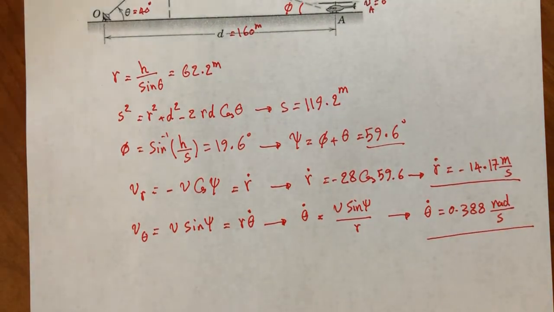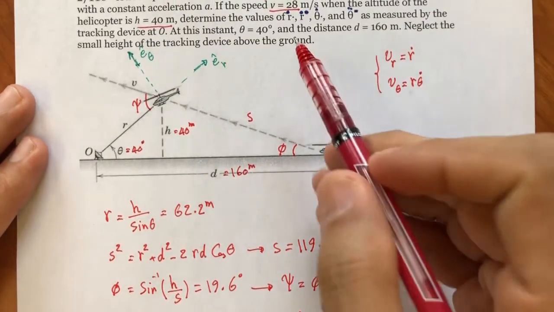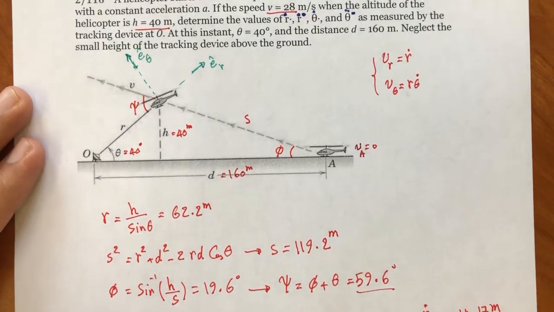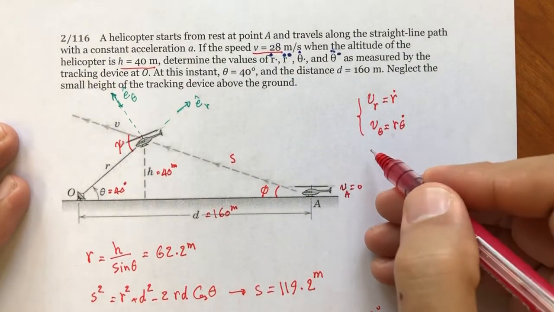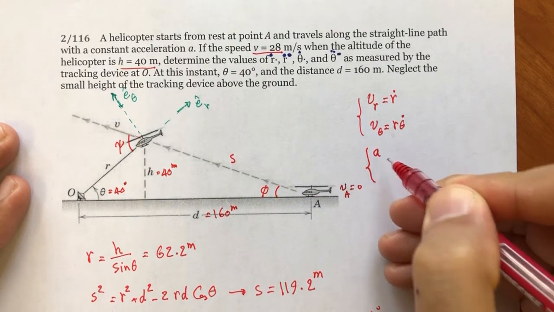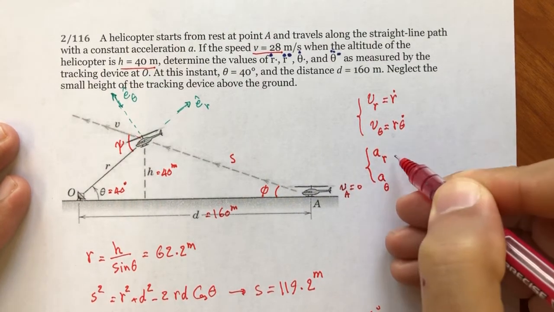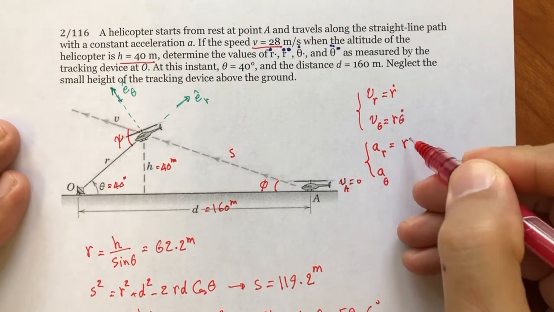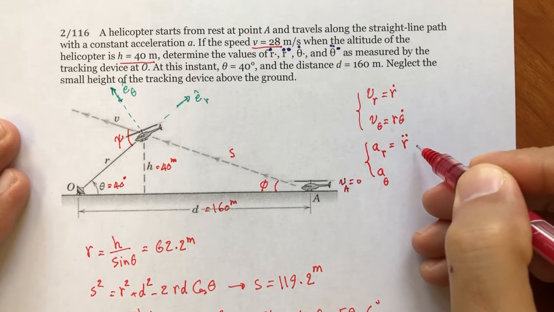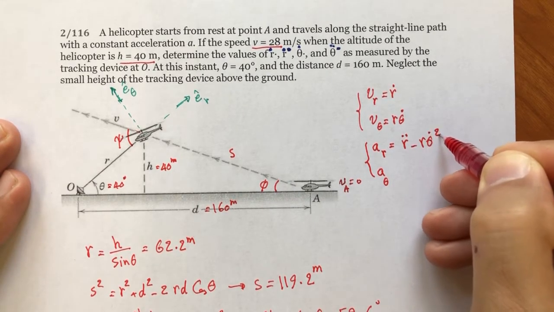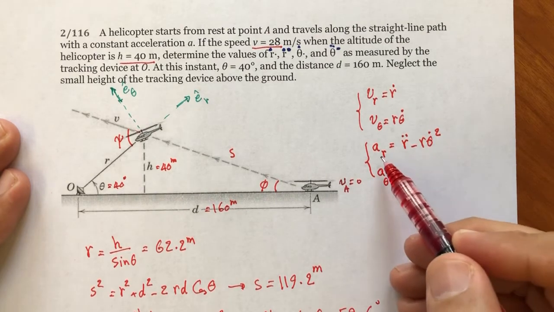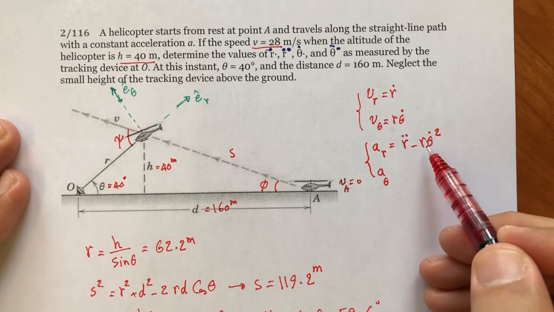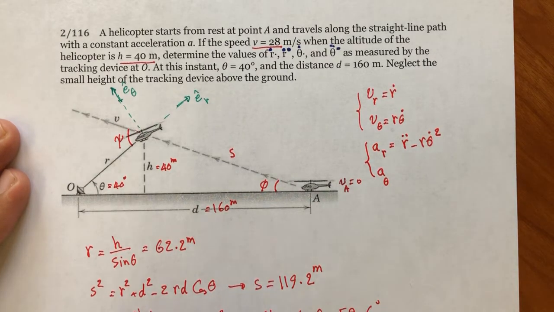Now, the second part of the question is about accelerations. I need to find r double dot and theta double dot. And the equations that these variables show up in are acceleration in the radial direction and acceleration in the theta direction. Based on previous videos, AR is r double dot minus r theta dot squared. So if I know what is AR, then because I know what is r and theta dot, I'm going to be able to find r double dot.